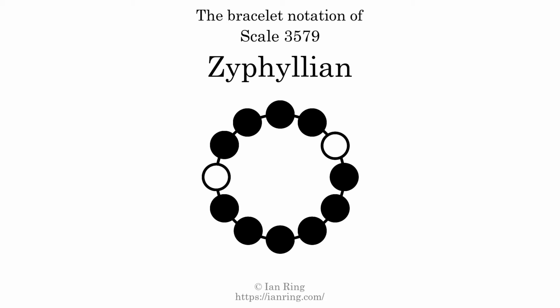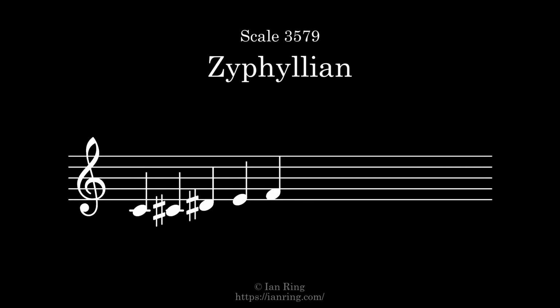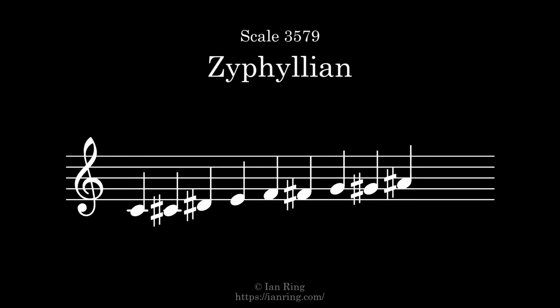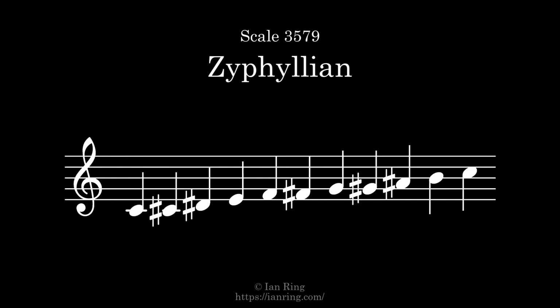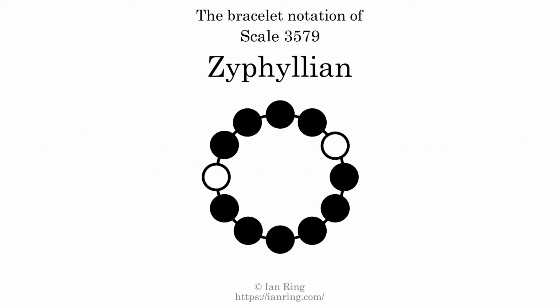3579, Zyphyllian, which sounds like this. This scale has 10 tones, which means it is called a decatonic scale. This is a bracelet notation diagram of scale 3579. The shaded circles represent tones that appear in the scale, and they are read clockwise, starting at the top.